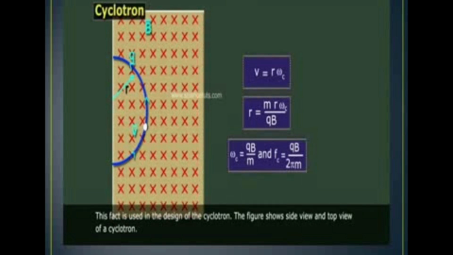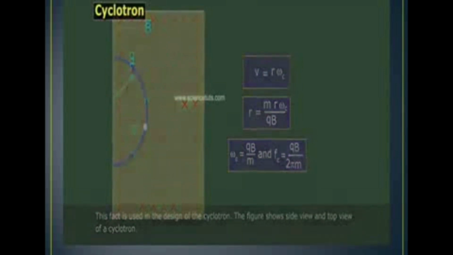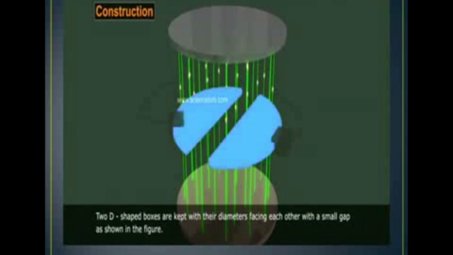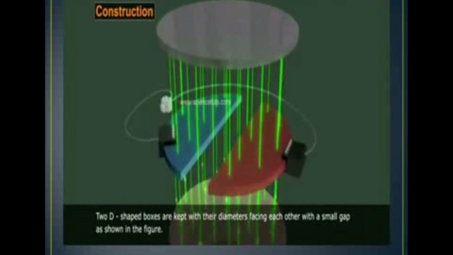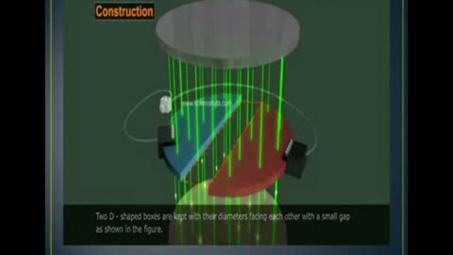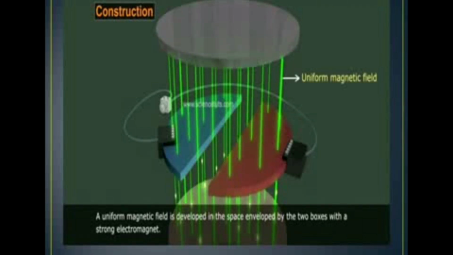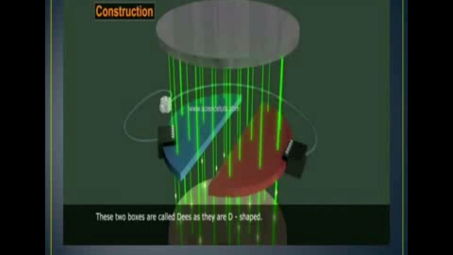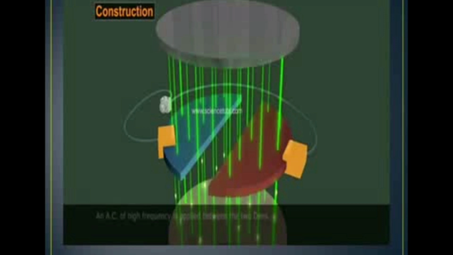So the reciprocal of that frequency is the time period. This fact is used in the construction of the cyclotron. Two Ds are made up of hollow metal, and perpendicularly they place the magnetic field. There is a small gap between the two Ds. So a uniform magnetic field is acting perpendicular to the Ds. It's a D-shaped metal, that's why it is called Ds. You can take D1 and D2. So the boxes are called Ds.